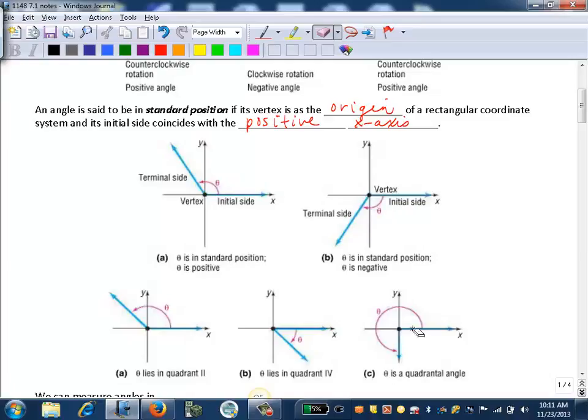The third one here, here's our initial side on the positive x-axis. We rotate counterclockwise here. So we know this is a positive angle theta, and here's the terminal side, and we can see it terminates on the negative y-axis. So this is a quadrantal angle. They either lie in a quadrant or they end up on one of the axes, which means they're a quadrantal angle.